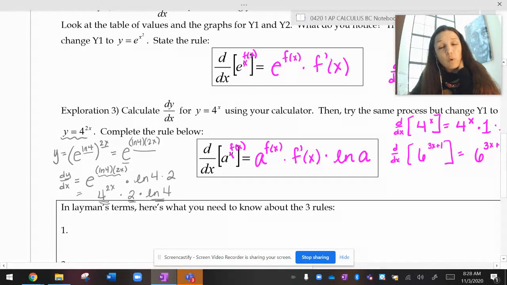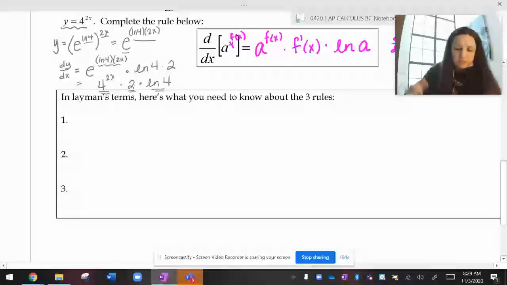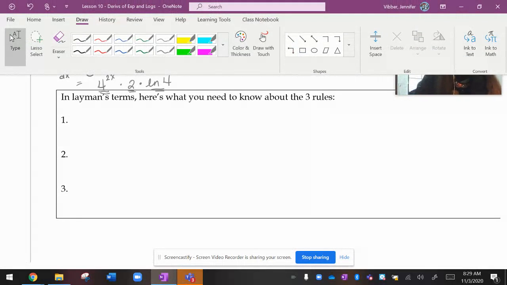In a nutshell, what that means is the reason the derivative of 4 to the something just has an ln 4 at the end is because you can rewrite 4 to the something as e to the ln 4, and then that ln 4 becomes a coefficient. Okay? But in layman's terms, here's what you need to know about these three rules.